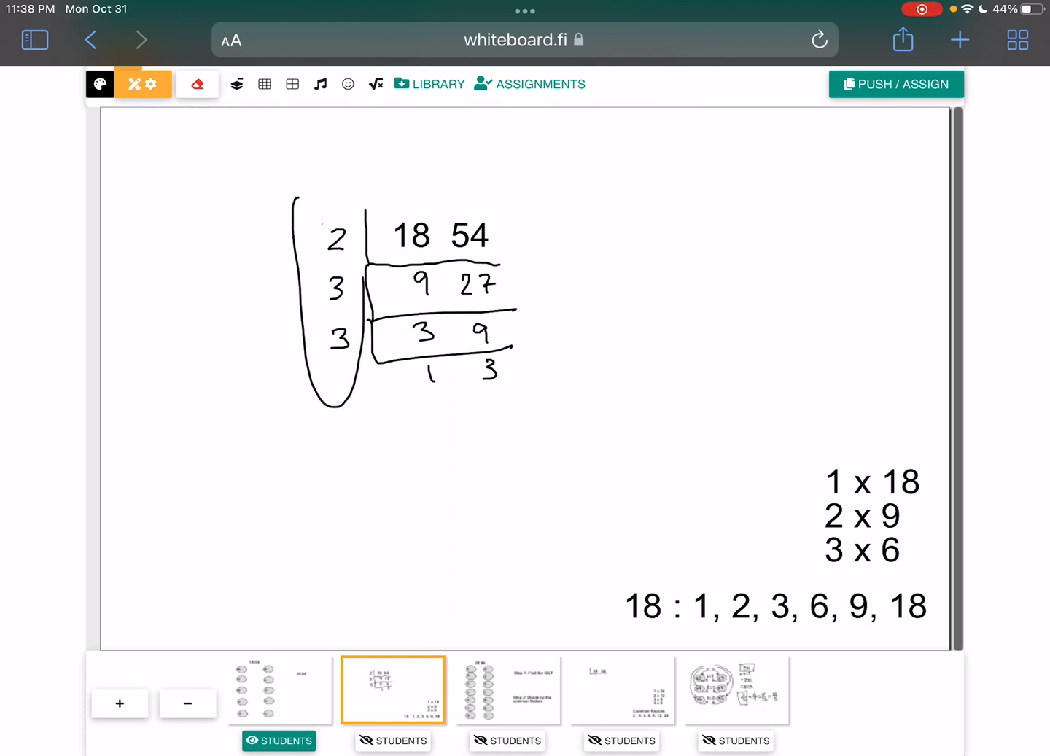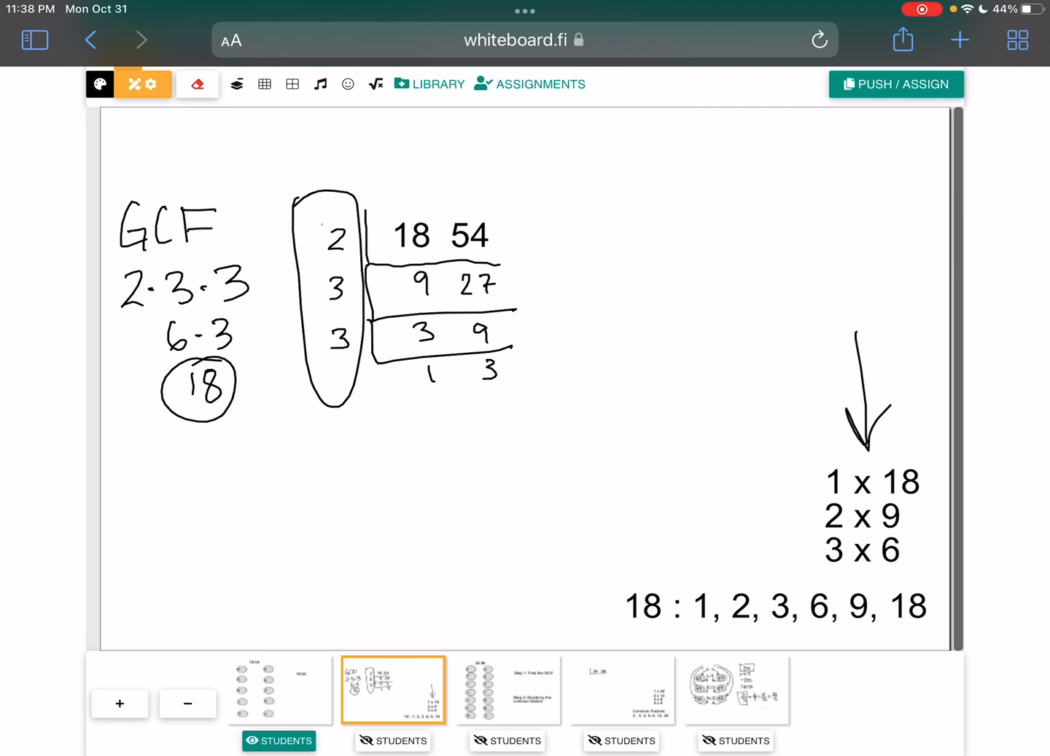The numbers over here, as you know, are the greatest common factor between these two numbers, and that is 2 times 3 times 3, and we know that 2 times 3 is 6, times 3 is 18. So the greatest common factor of 18 and 54 is 18. Now, the secret to this is that once you have the greatest common factor, you have all the common factors of the two numbers, because the factors of the greatest common factor will be factors of both of the numbers.